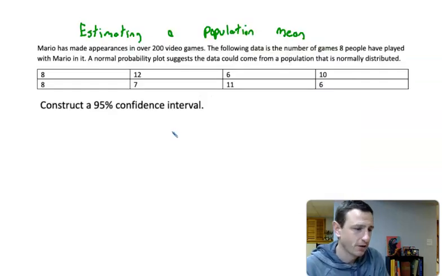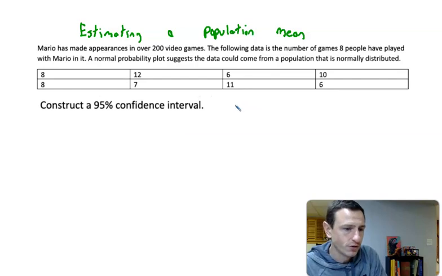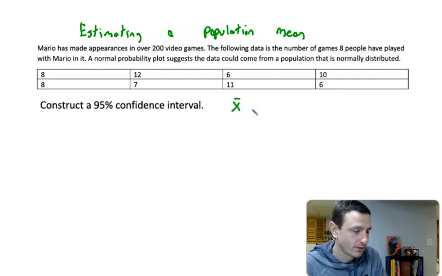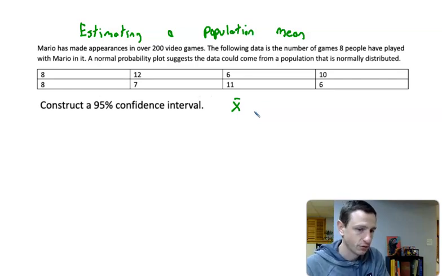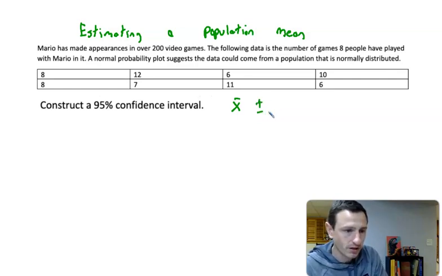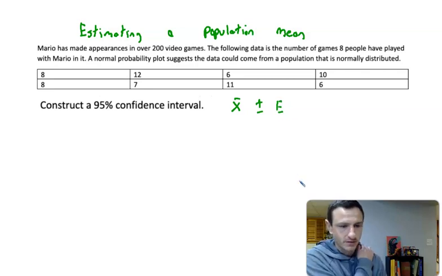So estimating a population mean, we want to get a point estimate, which is going to be x bar in this case, since we're trying to estimate a population mean. We have sample data, so we get the sample mean, and then we want to create an interval around it, which is going to be the margin of error. So x bar plus and minus the margin of error.